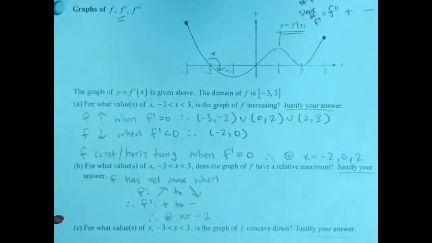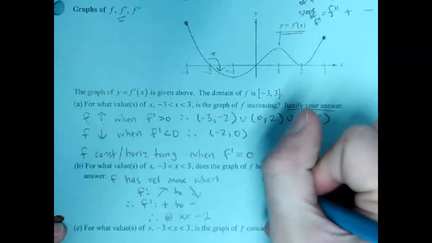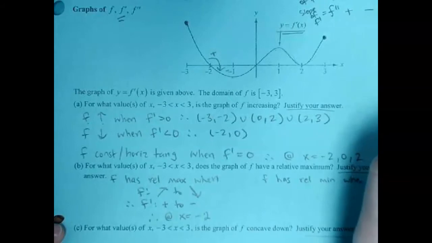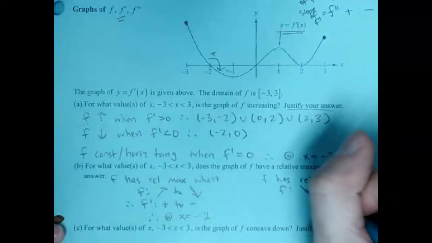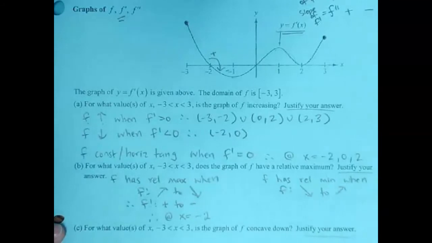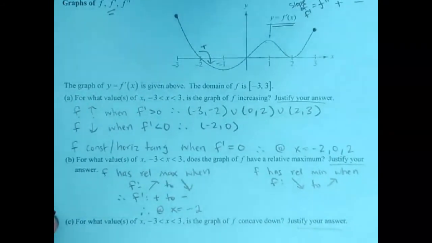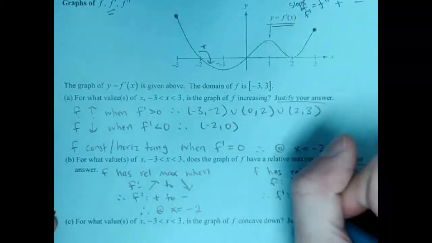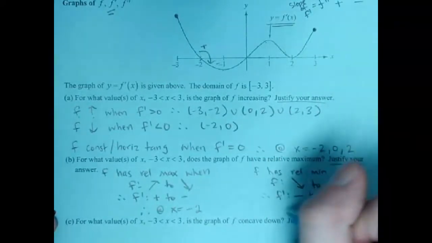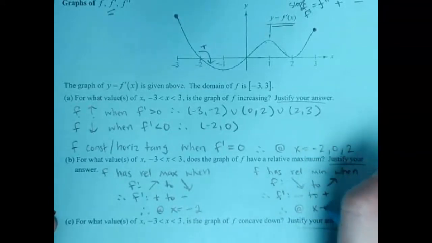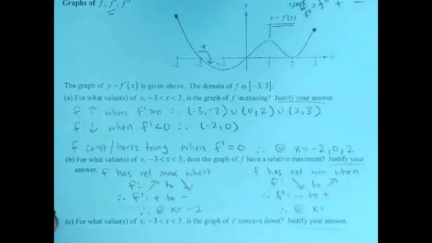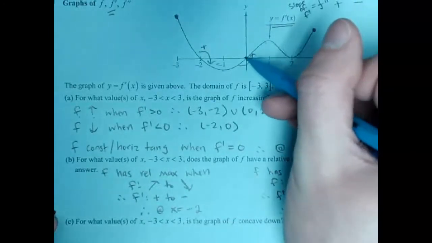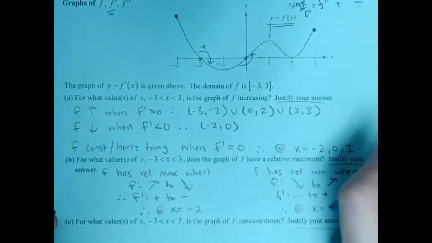Okay, let's do the minimum. F has a relative minimum when f changes from decreasing to increasing, right? That's what it means to have a minimum. The graph was going down, then it turns and starts to go up, which means your derivative would have to change from negative to positive. So let's find the value where the derivative crosses from beneath to above. And I think that's only going to happen right here, at x equals 0.